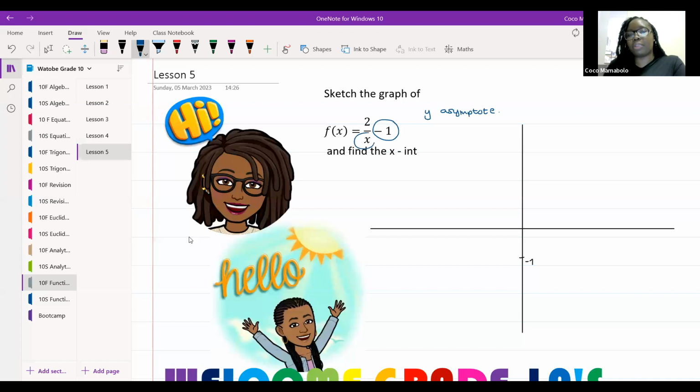And x cannot be something. For those of you who remember, y cannot equal -1. What can x not equal to? You can pop that into the chat for me.